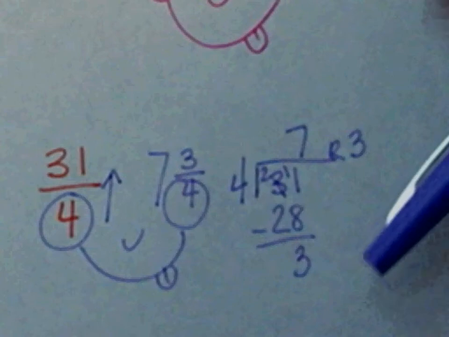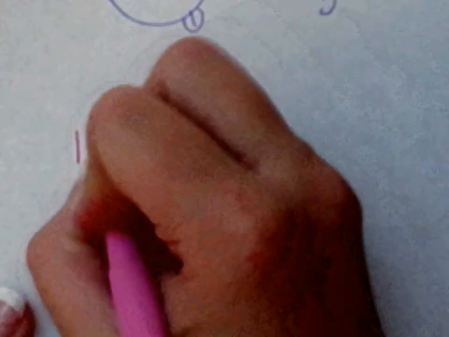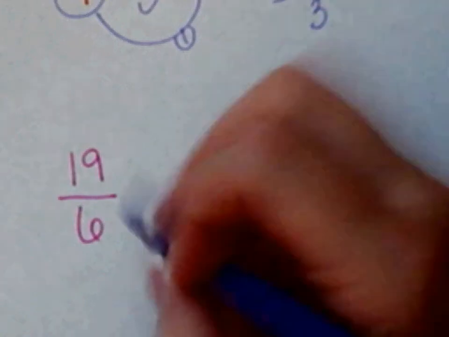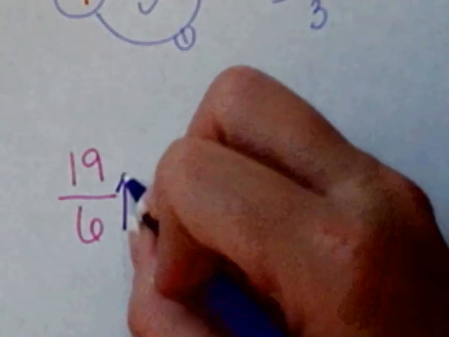Let's try another one. Let's do 19/6. Go ahead and pause the video, come back and check with me when you're done and see how you did. Okay, you should have done this one on your own. Don't forget top dog in the house. I'm going to divide.